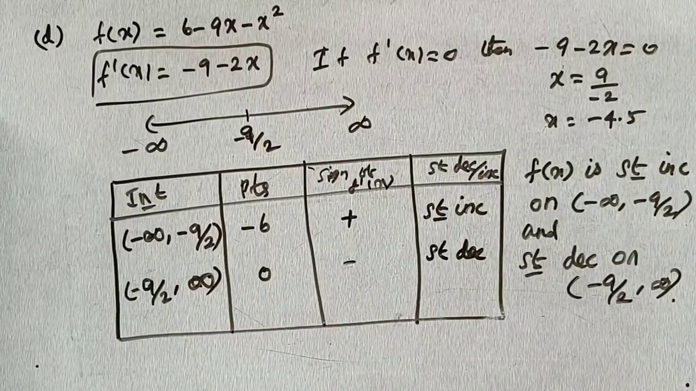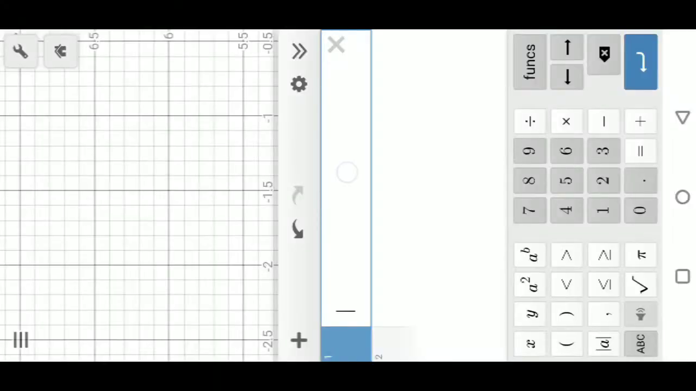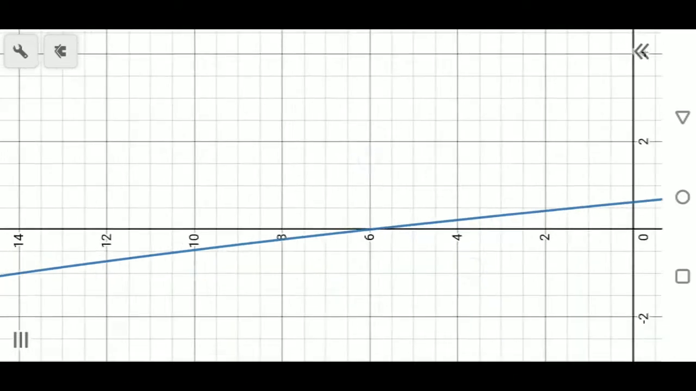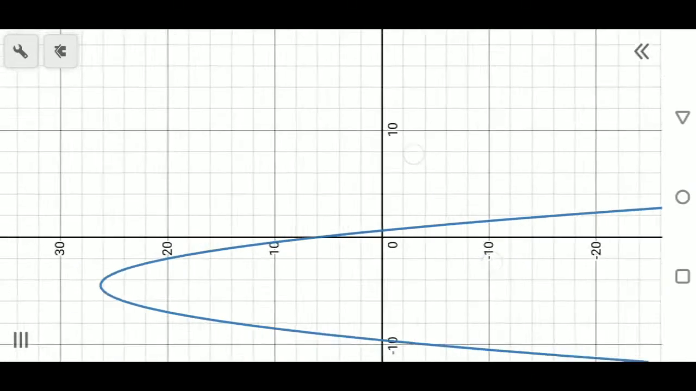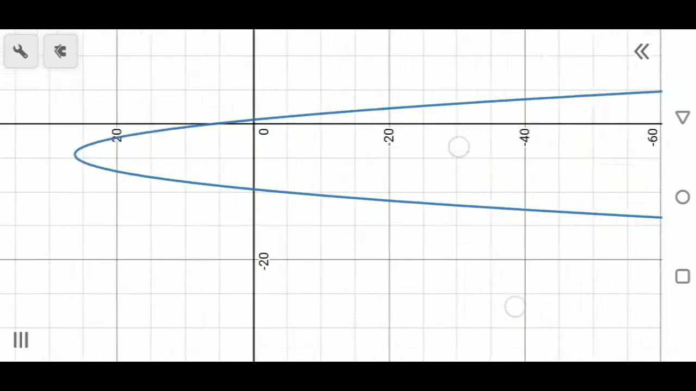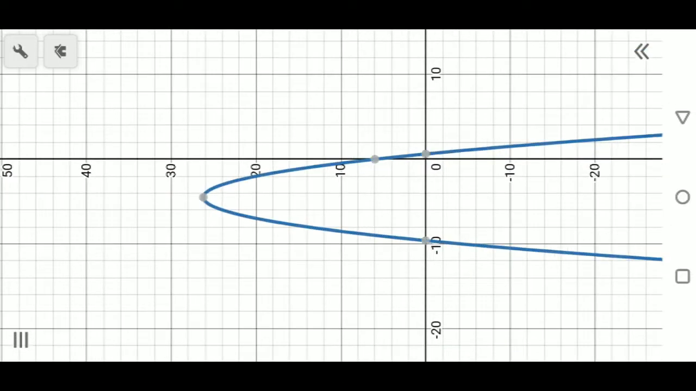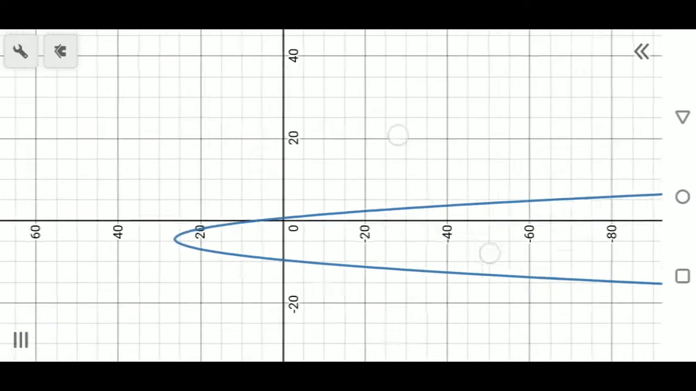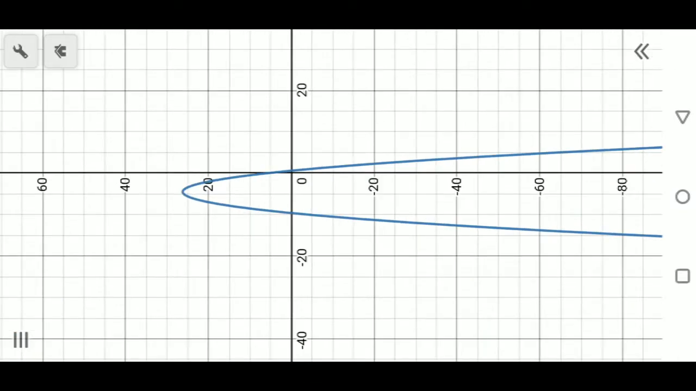Now we will see the graph for this question. So the given polynomial is y equal to 6 minus 9x minus x square. So the graph is given like that. It is strictly increasing on the interval minus infinity to minus 4.5, that is minus 9 by 2, then from minus 4.5 to the right side it is strictly decreasing to plus infinity. Clear? Now we will move to the next question.